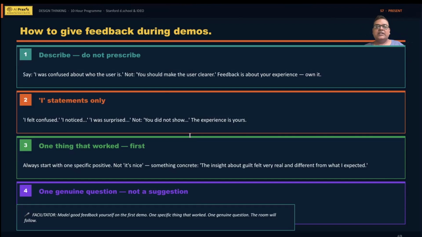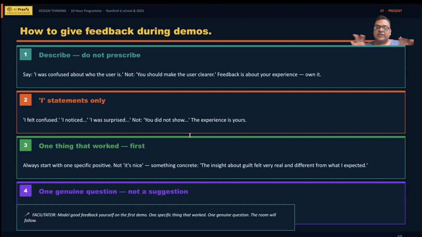The fourth rule is that you end with one genuine question rather than a suggestion. So instead of saying you should test it with older students, you would say, I wondered how this would feel to someone in their third year. Would they still need this? And the reason curiosity is more valuable than prescription is that curiosity opens thinking while prescriptive suggestions close it. And the presenter needs thinking room, not a to-do list from the audience.